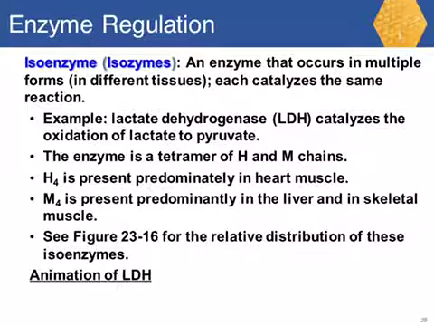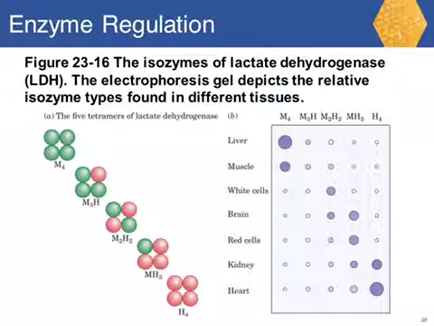Okay, and I'm not getting in depth on this. I just wanted you to understand how the isoenzymes or isozymes work. They work to catalyze the same reaction, but they have slightly different structures depending on what part of the body they're located in. And I have an animation of LDH here too, which I will post as a separate link. So this is just showing you in more depth the isozymes of lactate dehydrogenase depending on where they are and what tissue they're found in.